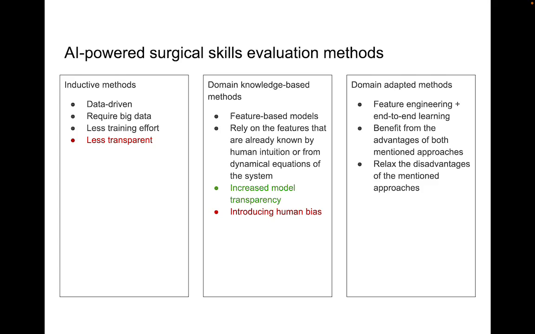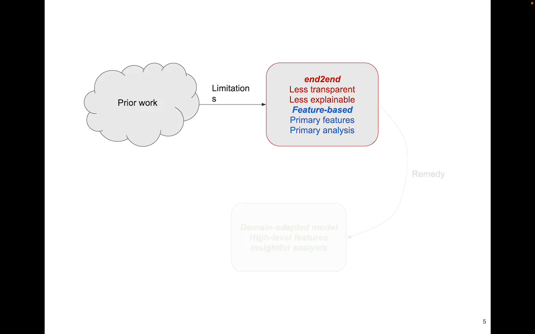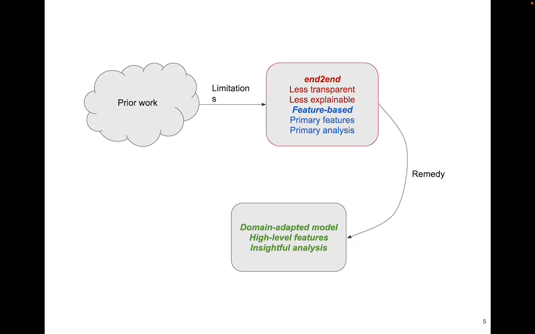Domain-adapted models utilize both handcrafted features and extracted attributes from the end-to-end learning methods. These methods benefit from the advantages of both mentioned approaches and relax the disadvantages of the mentioned approaches. All the work done in the first and second categories suffer from being less transparent, or they extract only primary and insufficient features. To remedy these problems, we incorporated a domain-adapted approach which utilizes high-level features and also takes care of the explainability of the resultant model.